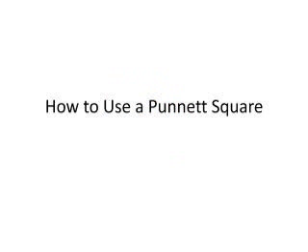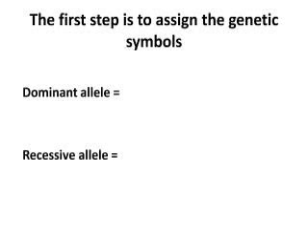This video is going to teach you how to correctly complete a Punnett square to answer questions about genetics. There are 5 steps to this process, and every step is required, just like problems in math class. The first step is to assign genetic symbols.